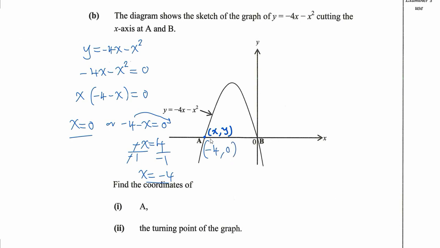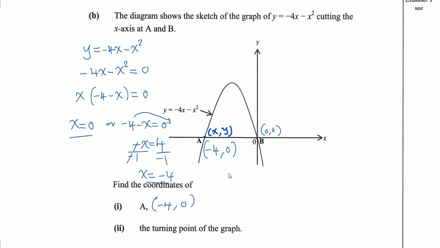You remember that wherever this graph is cutting the x-axis, the y-axis will always be 0. And at this point, it's 0. So our answer, for point A, which is what we wanted to find, is negative 4, 0.